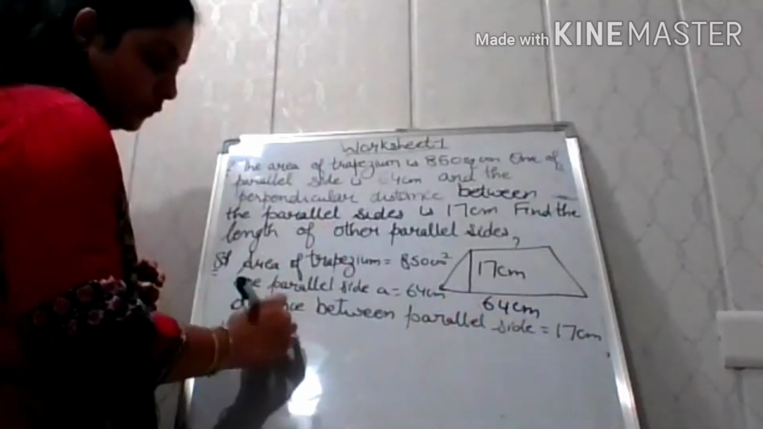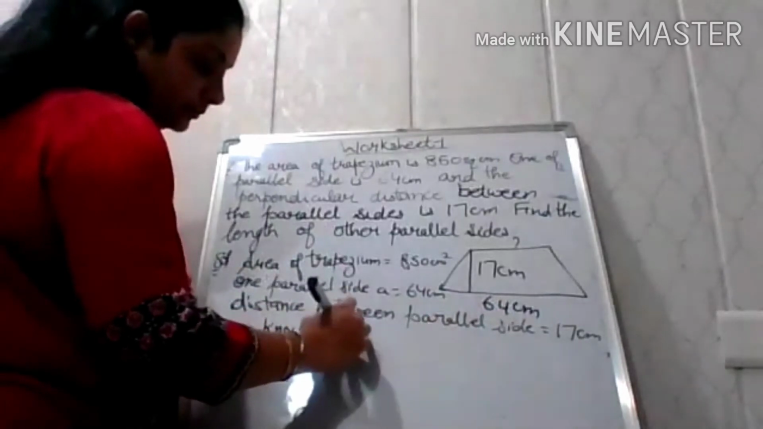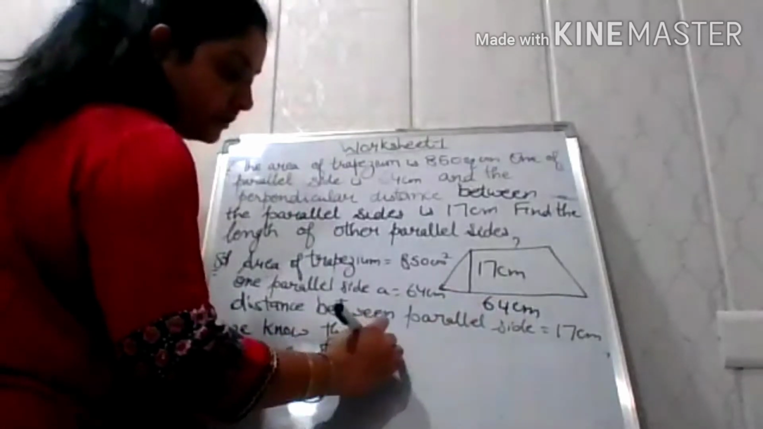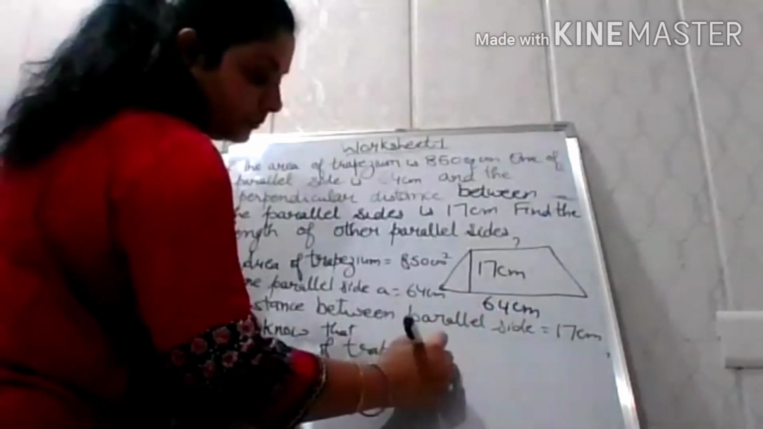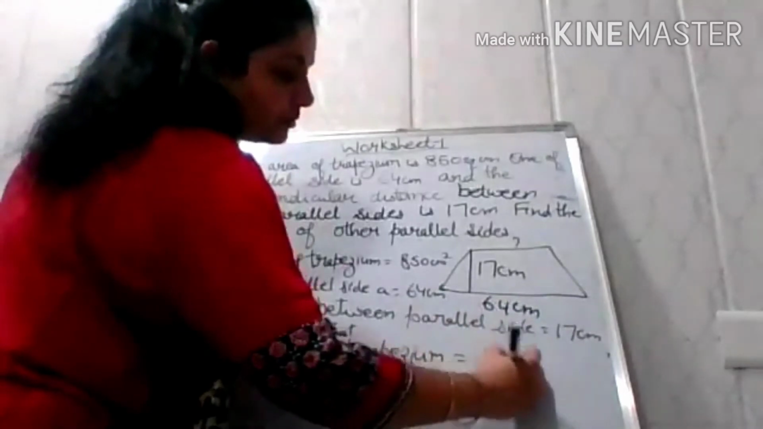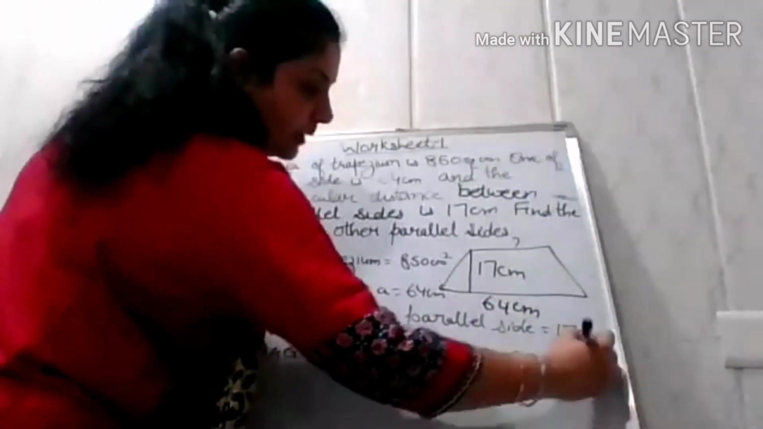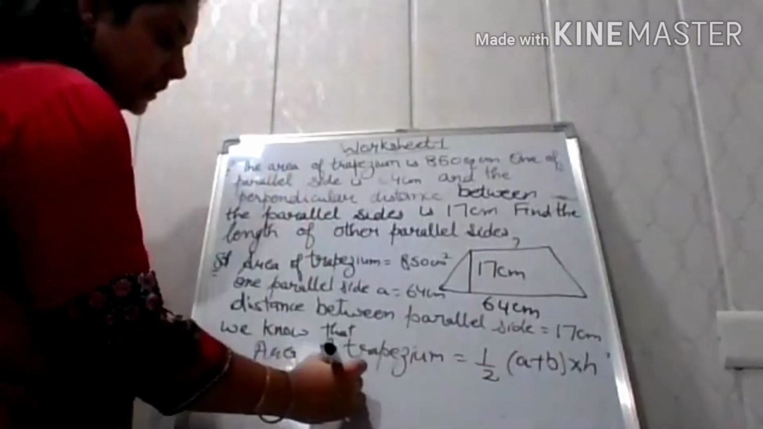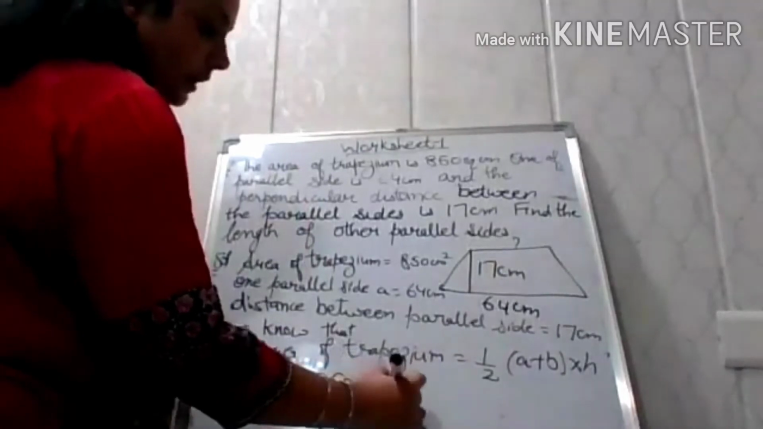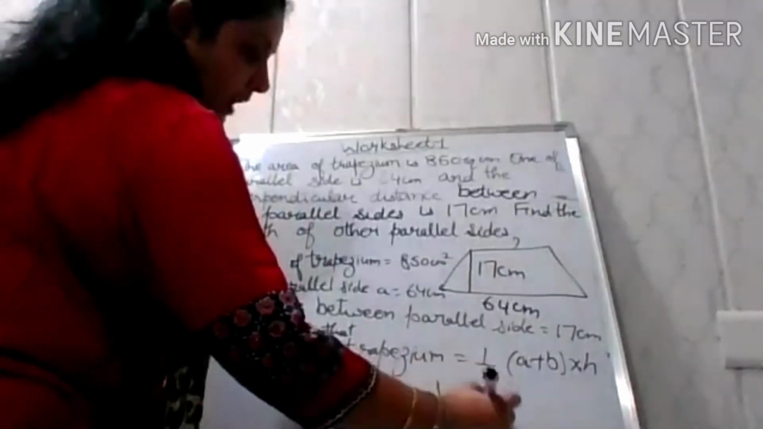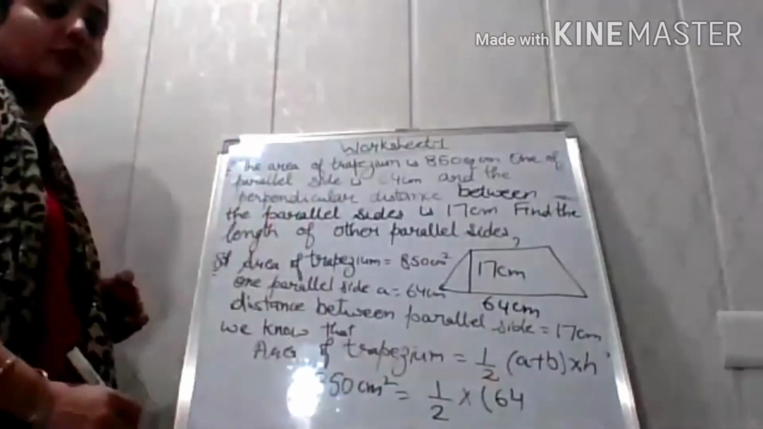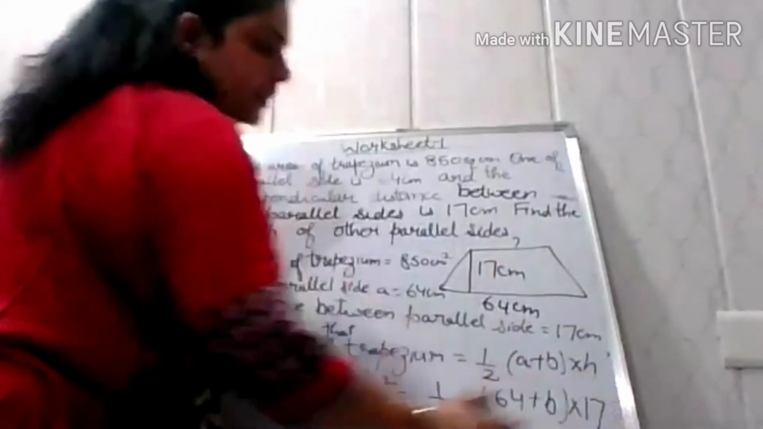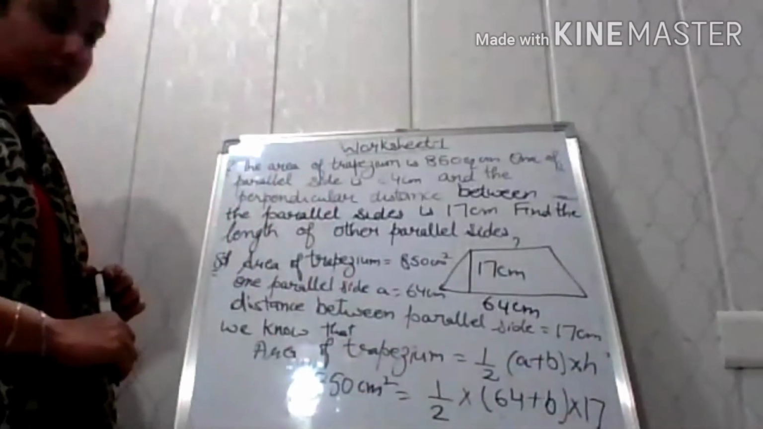We know the formula to find the area. Area of trapezium is equal to 1 by 2 (A plus B) multiply H. We are having the value of area, that is 850 centimeter square, equals half, multiply A. One side we were having 64, other side let it be B, which we have to find, and height is 17 centimeter. We can solve it.